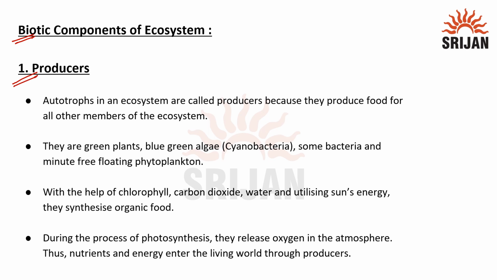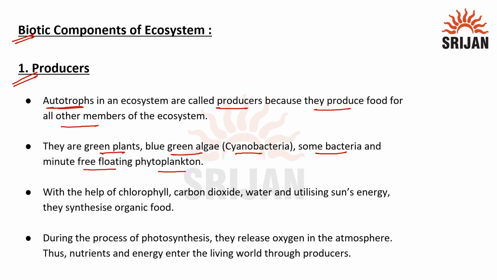So producers are the autotrophs. Autotrophs means organisms that make their own food. So autotroph in an ecosystem is called a producer because they produce food for themselves as well as for the other members of the ecosystem. The examples of producers are green plants, blue-green algae, that is cyanobacteria, some bacteria and minute free-floating phytoplankton.